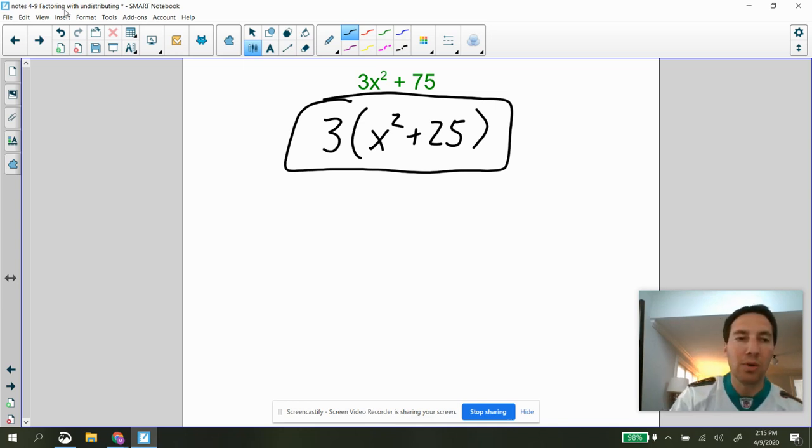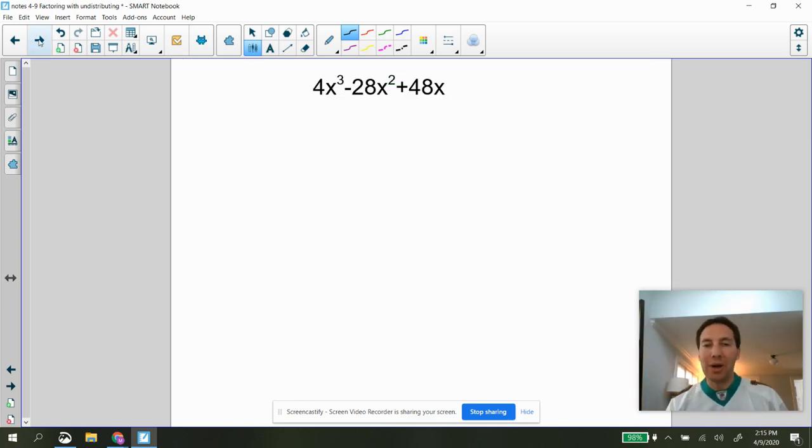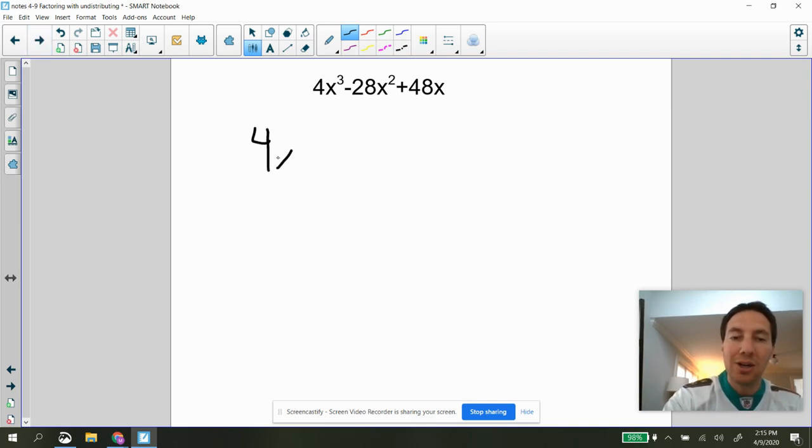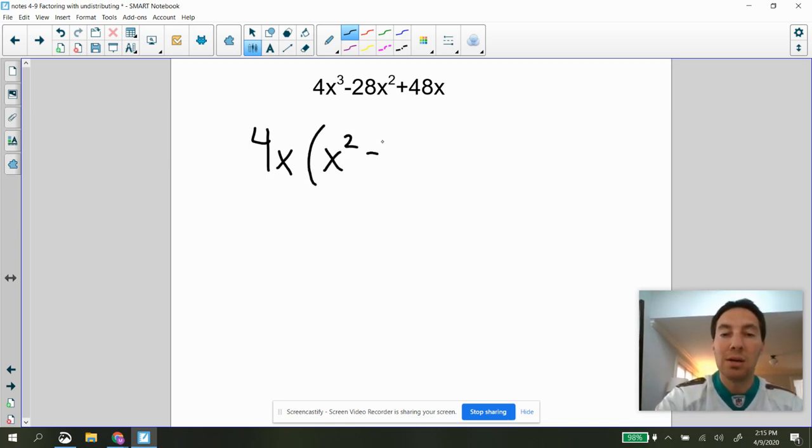All right, let's do one more and then we're done. Oh, how about something like this? 4x cubed minus 28x squared plus 48x. Oh, well, let's pull out our common factors. Let's undistribute and see what happens. Here, we have a 4x that each of these terms has in common. So you get x squared minus 7x plus 12.